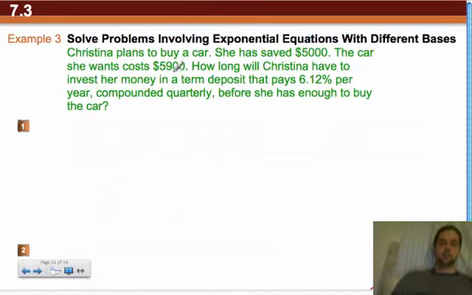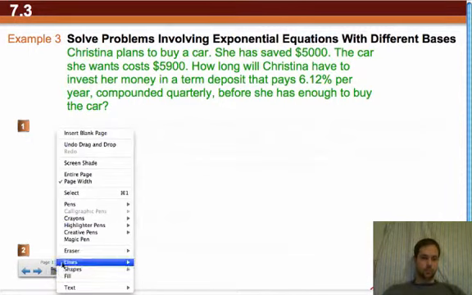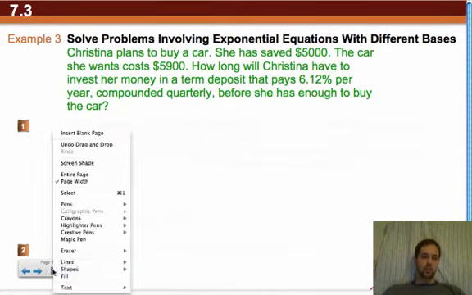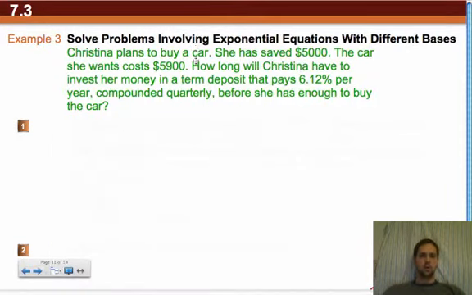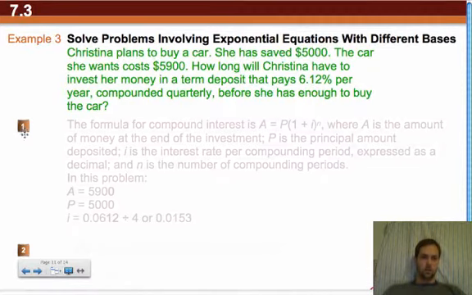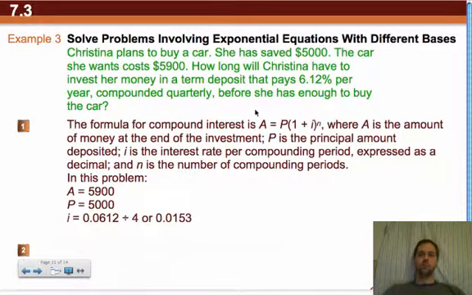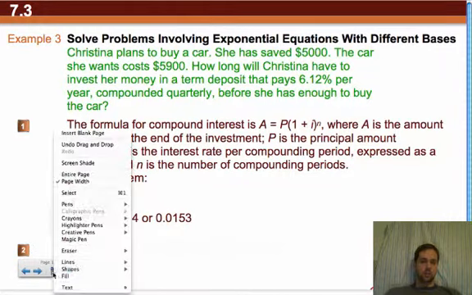So she needs $900 more here, and she's making 6.12% compounded quarterly. So this is the formula for compound interest. A, the future value, is P, the principal, times 1 plus i to the power of n. You know that from your foundations class.